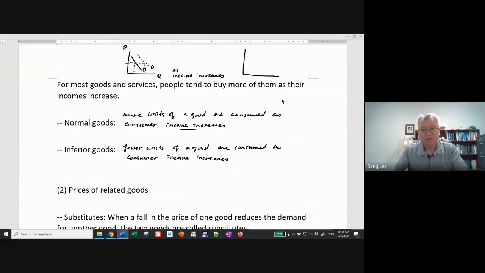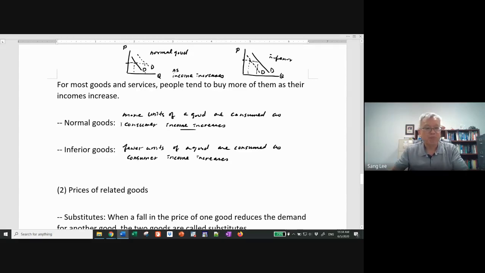But if it is an inferior good, it's a different story. So here, price and quantity, here's your initial demand curve. But as your income increases, you reduce the purchase of such a good. So at any price, you used to buy this many goods, but as your income increases, you buy less of the good. So the new demand curve appears to the left of the initial demand curve, because you buy less. Even at the same price, you consume less of the good. Why? Because your income increases. So this is an inferior good, and this is a normal good when income changes.